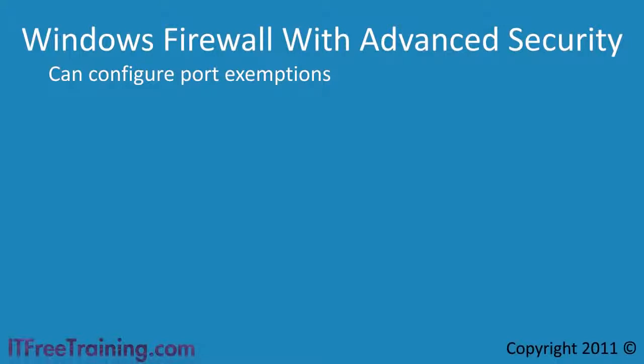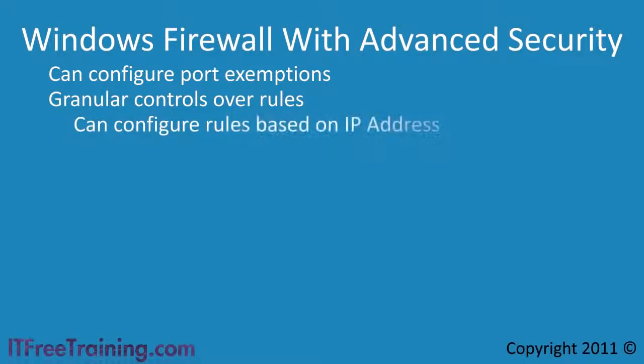Using Windows Firewall with Advanced Security also gives you more granular control over the rules that are used. For example, you can allow only data that comes from a certain IP address. Windows Firewall with Advanced Security also gives you control over the incoming rules used in the firewall.